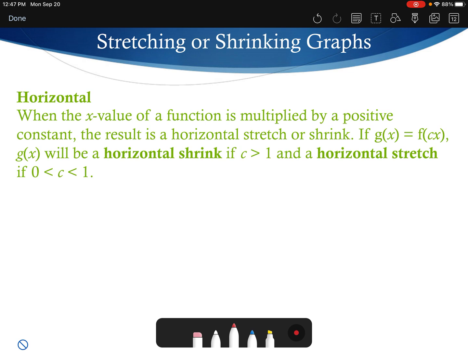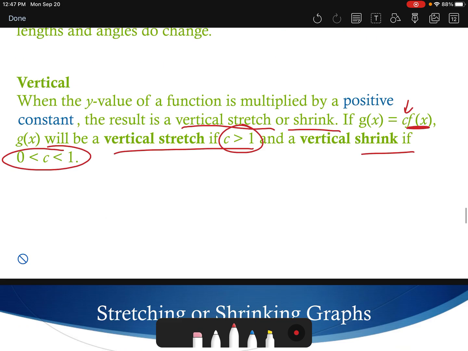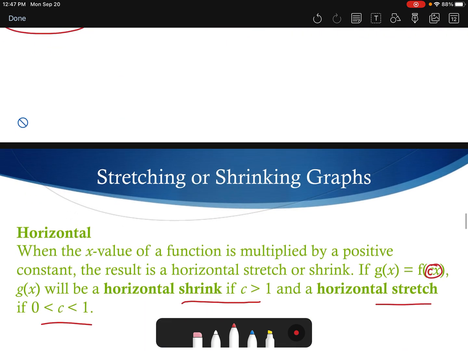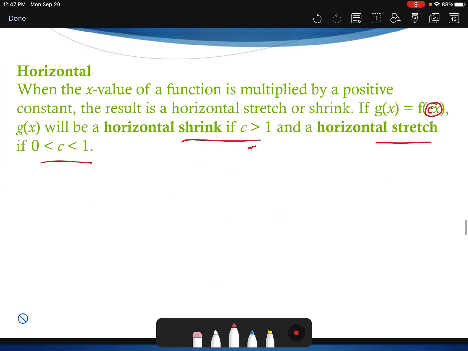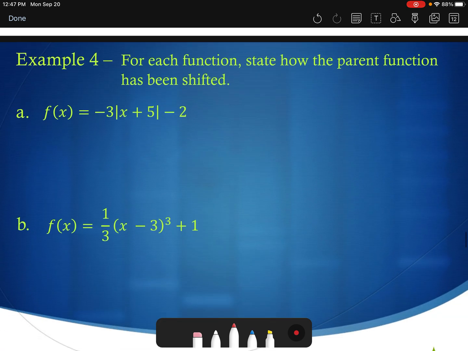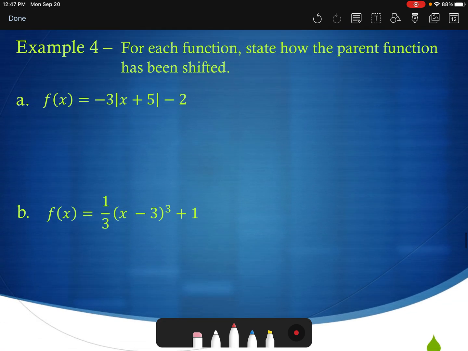Okay, now horizontal shrink or stretch is just the opposite. It's a horizontal shrink if the constant is on the function itself and c is bigger than 1, or a horizontal stretch between 0 and 1, just like before. So you can see that it's a vertical stretch or a horizontal shrink if c is greater than 1. So just a little bit different.